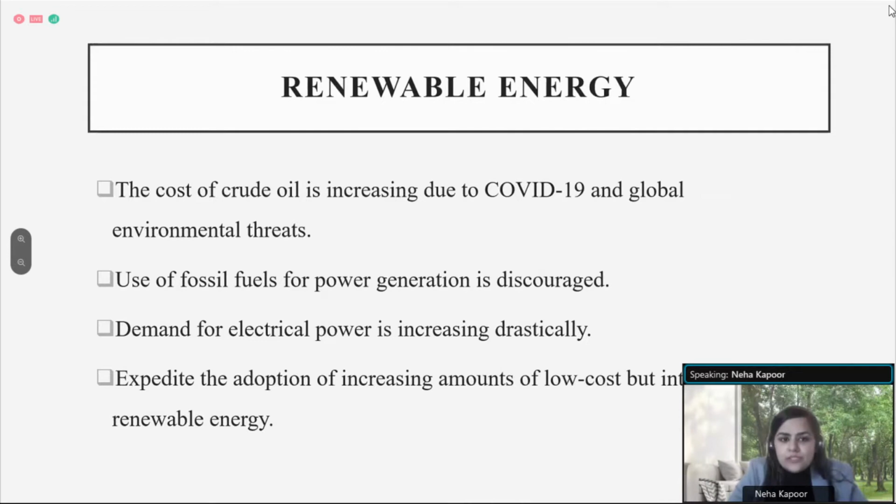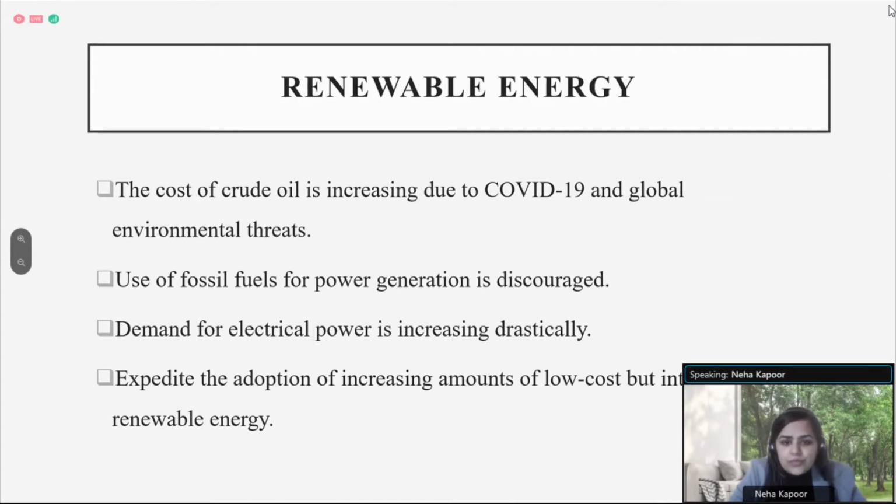Coming to renewable energy, globally we are facing environmental threats due to the increasing use of non-renewable sources. That's why we want to switch from fossil fuels, and therefore we are trying to go to renewable energy. Moreover, the power demand is increasing day by day due to drastic globalization, and therefore we are trying to switch totally to renewable energy.